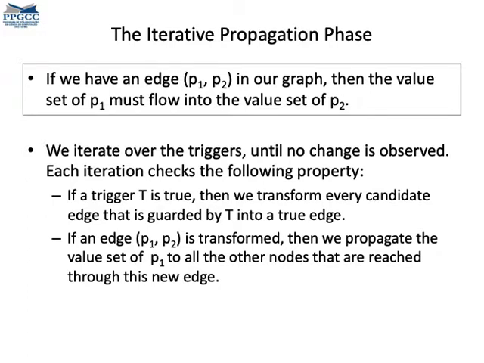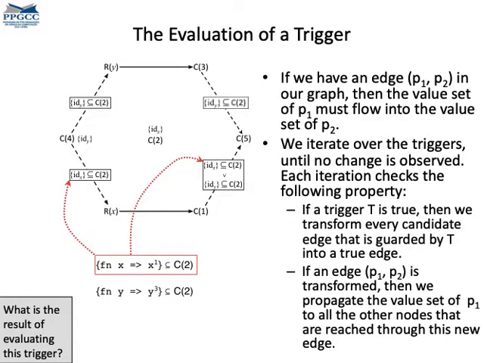To solve the constraint system, we keep iterating the following procedure. We migrate all the functions, all the values in value sets, I mean. After they migrate, some conditions can become true. If they become true, then we transform the candidate edge that they guard into an actual edge. We keep doing this until the graph stops changing, until the system stabilizes. So let's see how this algorithm works in this example.